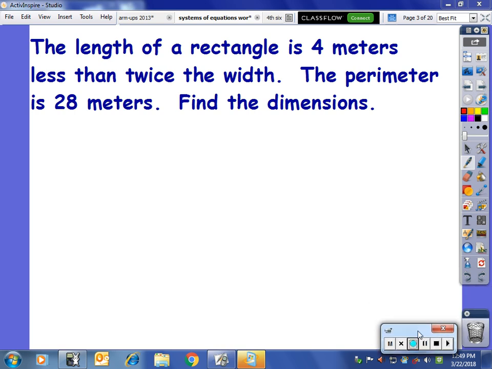Okay, the length of a rectangle is 4 less than twice the width. This is one of those questions where we would make a variable box. I need everybody's focus here, guys. We're not going to do a variable box. We're going to make 2 separate equations.